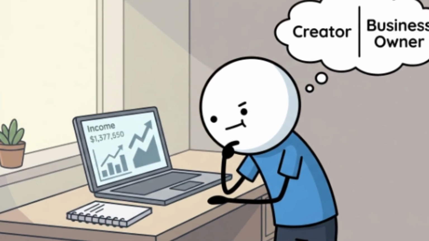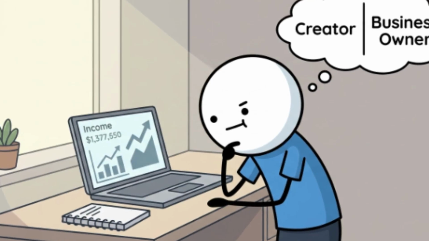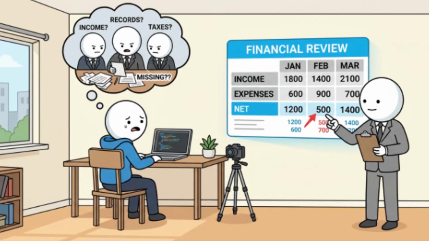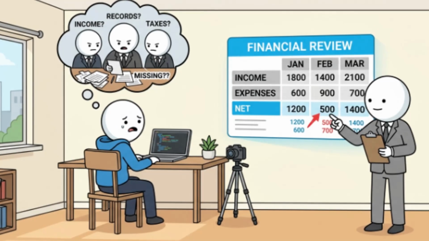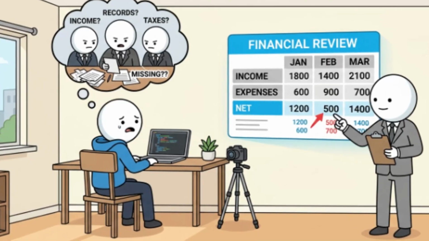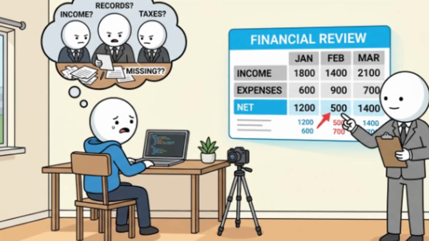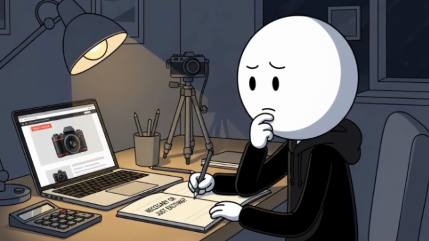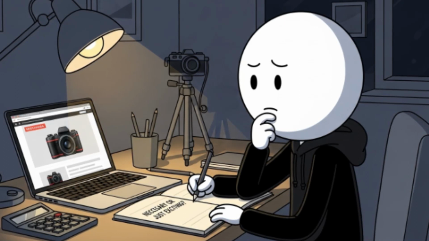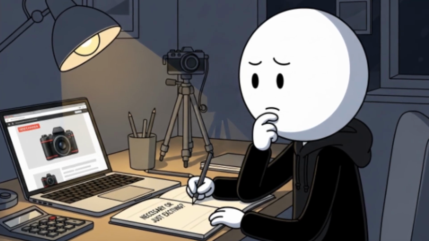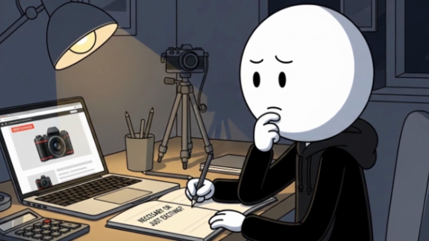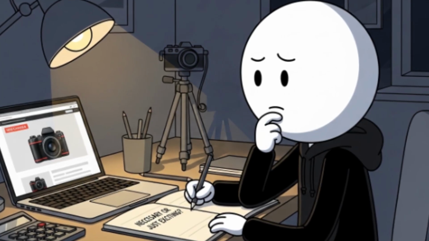Now let's quickly recap the steps. Open the Walmart app. Log into the correct account. Tap Account. Go to Order History for online purchases. Go to Purchase History, or Walmart Pay, for in-store purchases. Tap the order or receipt. View details. Screenshot or share if needed. Simple.